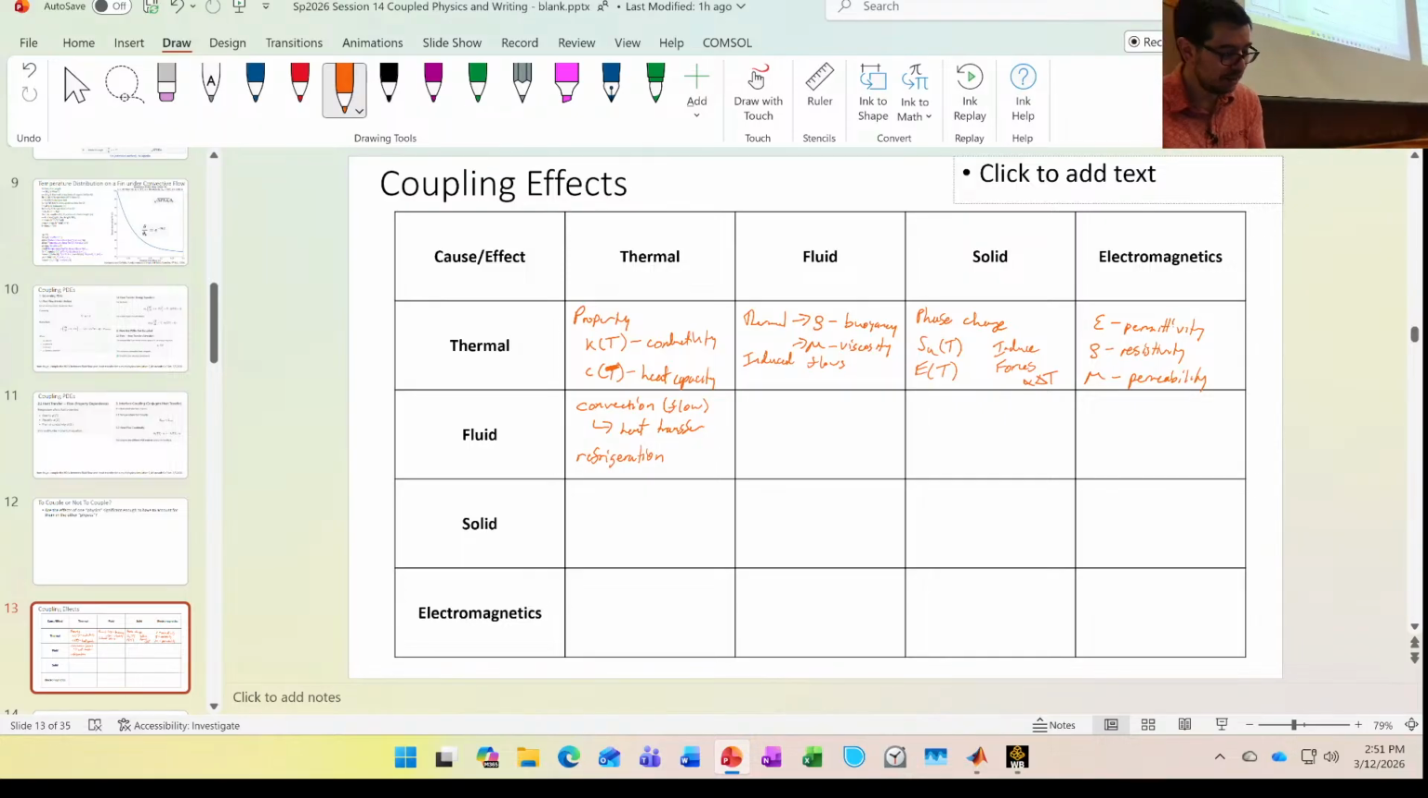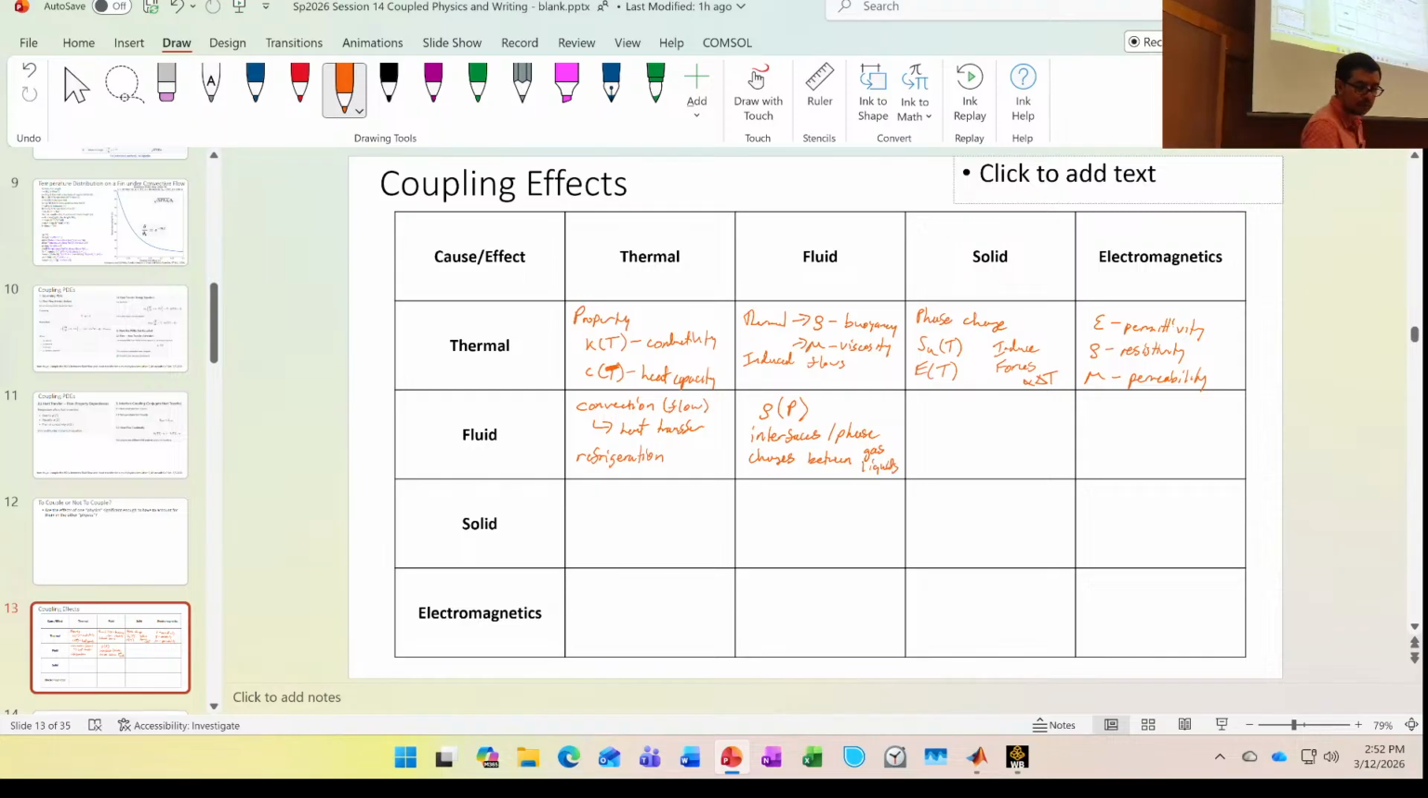So pressure can affect rho, right? The density can be dependent on the pressure. That's one way. Properties can change. You also have interfaces and phase changes between gases and liquids. All right, so that's another way that this can be coupled.